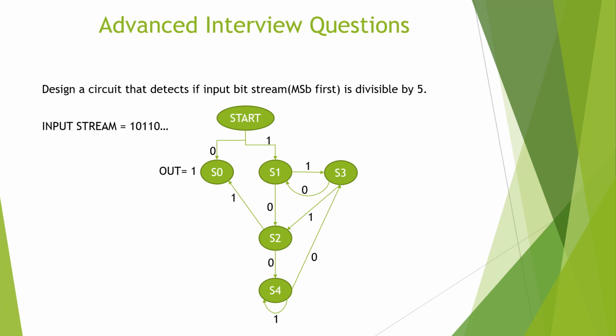If the overall number is divisible by 5, then you reach S0, and that is where you output flag 1. That's how you know that the number is divisible by 5. So friends, please spend some time analyzing the state diagram more. It's not very intuitive, but it definitely works, and it is a solution to calculate the mod 5 of the input stream of data, MSB first.